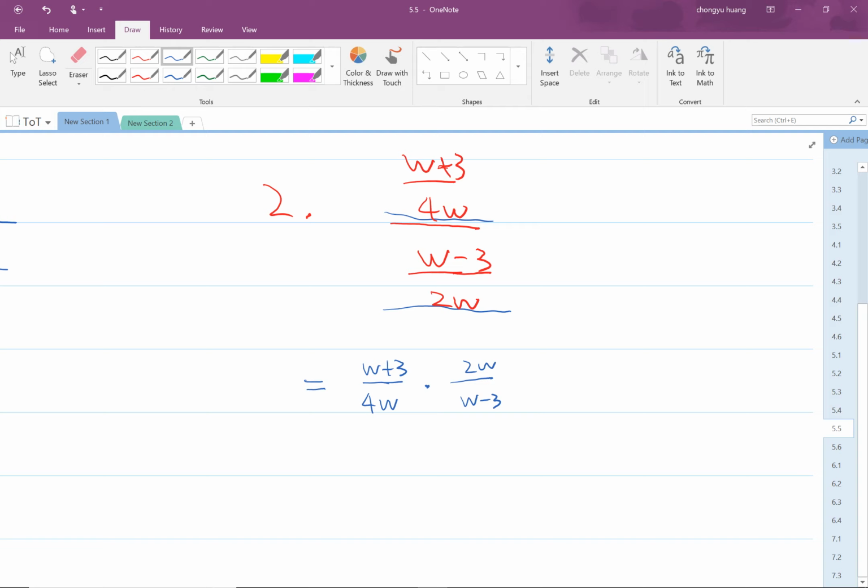We cannot do any operation on the divisions, because those are variables, those are not numbers, right? That's why we have to turn the division into multiplication, in order to do something, in order to actually cancel some terms, right?